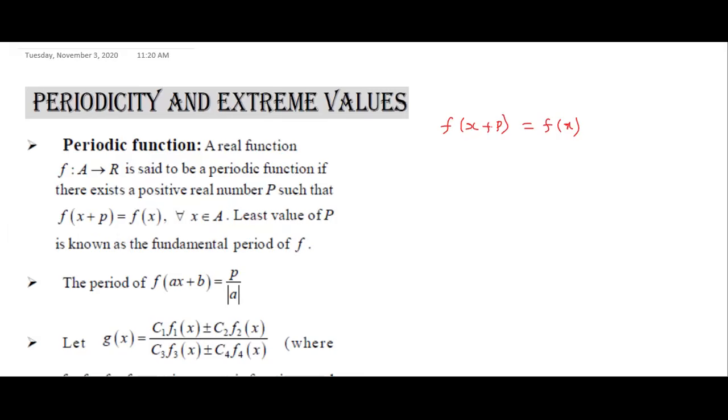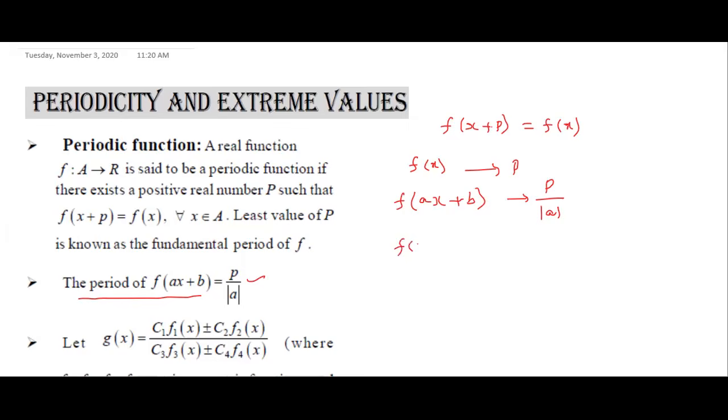So if the period of f of x is p, then the period of f of ax plus b is p by mod a. That means whatever the x coefficient is, we write that term in the denominator. Finally, the period is a positive real number, that's why we are putting the mod. Friends, have all of you understood now? Now I am going to discuss one example.